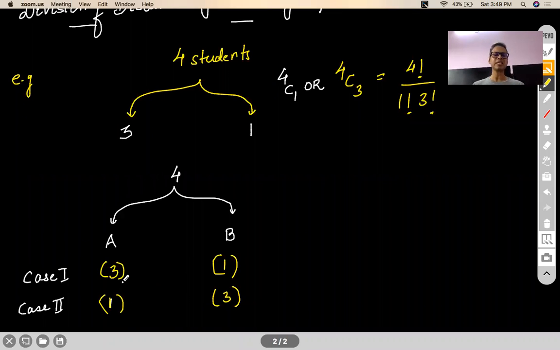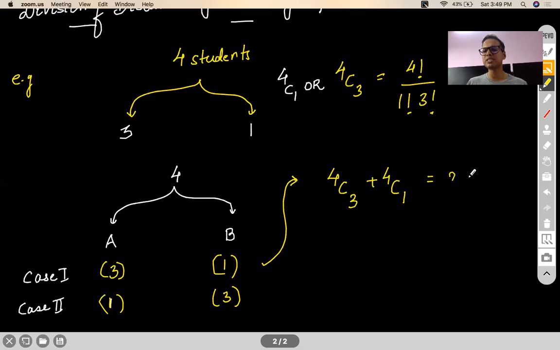Correct? Now, if A is 3, B is 1, the number of ways to do it will be 4C3. Correct? Yes or no? And if I want case number 2 to happen, it will be 4C1 or 4C3 again. That means your answer will become 2 times 4C3. That means your answer will become 2 times 4 factorial by 1 factorial, 3 factorial.